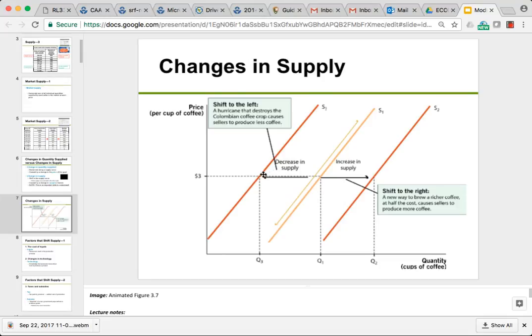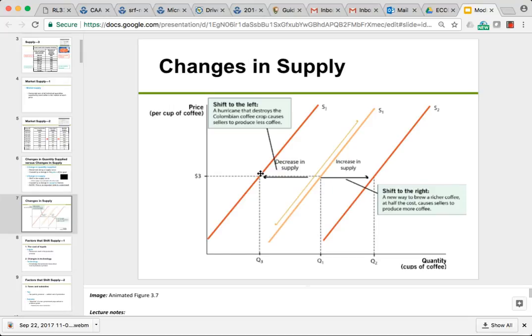And now here on this new supply curve, we see that at a price of $3, the quantity supplied is going to be Q3, which is less than the original Q1, representing this idea that now at the original price of $3, the quantity supplied is less because we've had a decrease in the supply curve or a shift in supply.